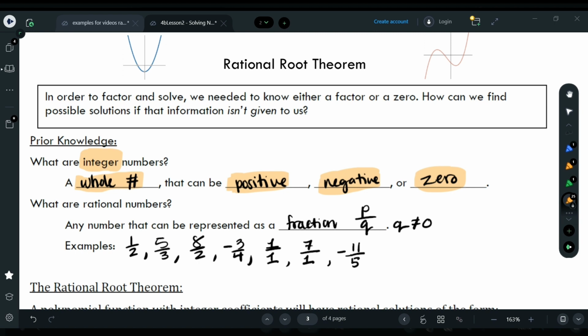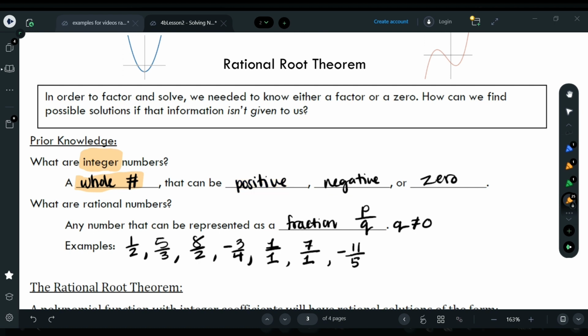So some examples, 5 is an integer, 12 is an integer, negative 37 is an integer, 15.6 is not an integer because 15.6 is not a whole number, it's a decimal. So if there's a decimal, not an integer, but if it's a whole number, it's considered an integer.